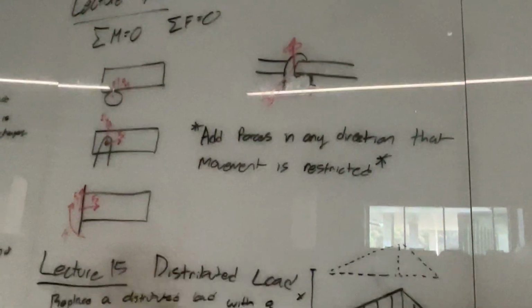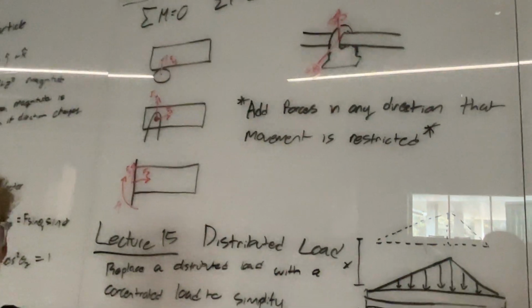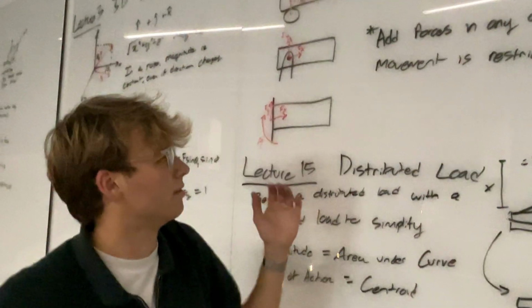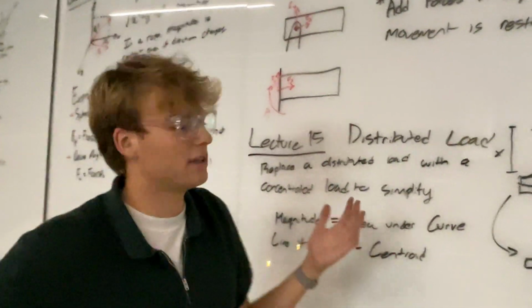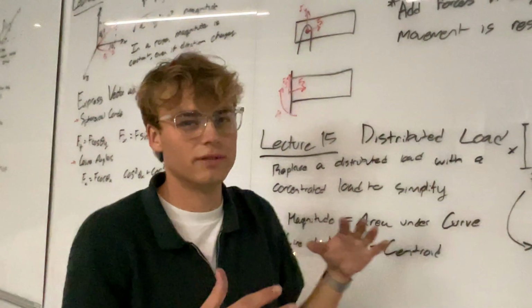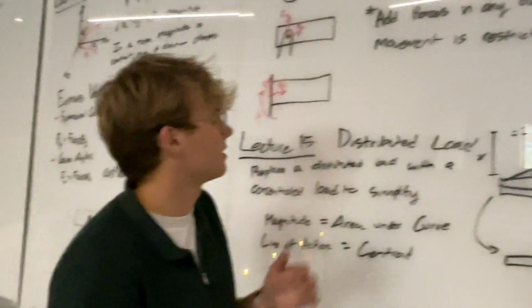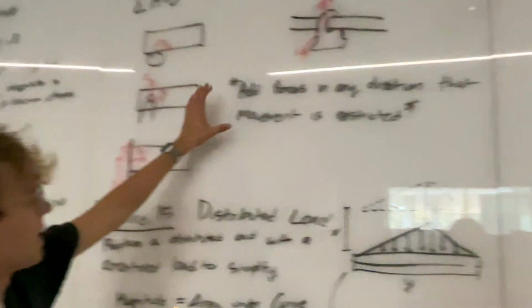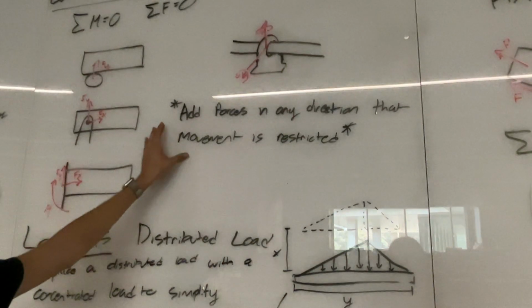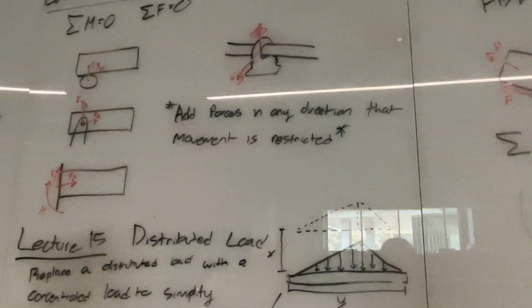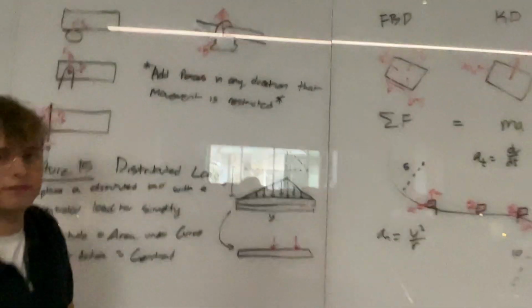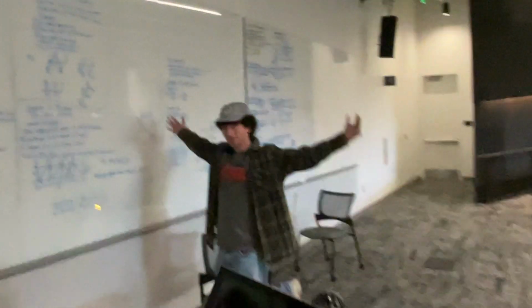I think in some of the questions, a lot of times they'll tell you if it's confusing, and you can obviously ask the TAs too, what type of joint this is, or that type of thing. But the key is just add forces in any direction that movement is restricted. So this is 9 and 10. Sweet. I think we're ready for 11. Let's bring it over here.